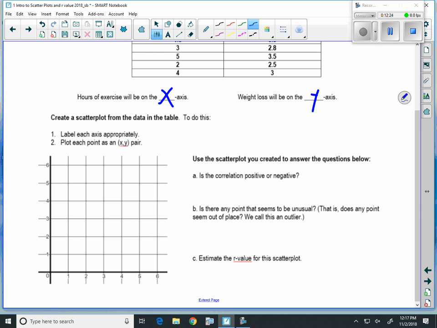Now it says, number 1, label each axis appropriately. So we're going to put hours down here. We'll say hours exercised. And then here, this is going to be weight loss, and we're going to do that in pounds. When you have that, go ahead and roughly plot each thing from the table here.